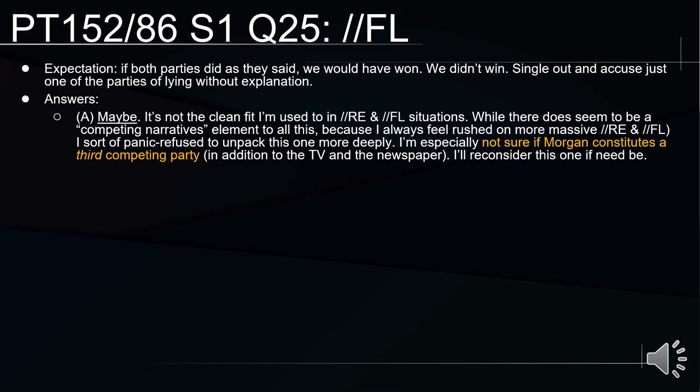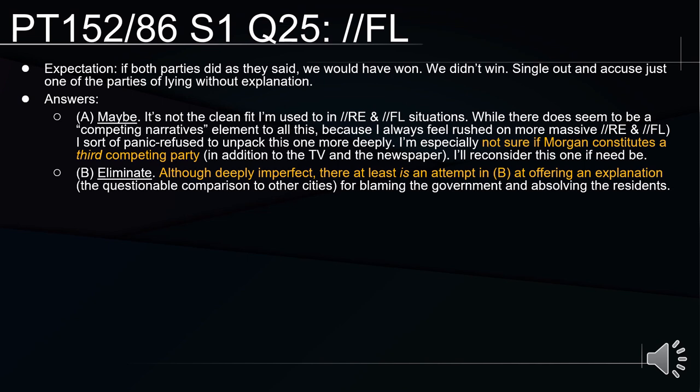While there does seem to be a competing narratives element to all this, like who's right, TV or newspaper, I always feel rushed on more massive parallel reasoning, parallel flaw questions. I sort of panic and refuse to unpack this one more deeply. In my initial reading, I was really weirded out by the fact that Morgan seemed to play a role. I wasn't sure, because of the speed at which I was moving, if Morgan constituted a third competing party, if we need to question Morgan's account of having seen it, in addition to the TV's account and the newspaper's account. I'll reconsider this one if need be, but I'm not comfortable eliminating it or selecting it at this point.